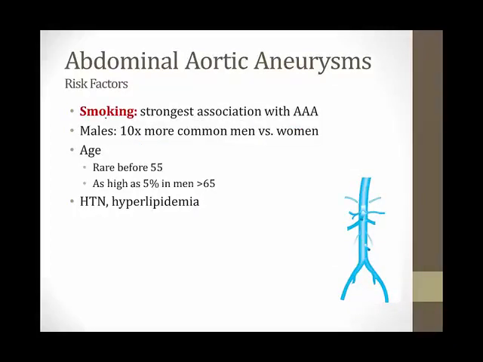So if you remember that abdominal aneurysms are commonly associated with atherosclerosis, it's very easy to remember the risk factors. Smoking is one of the strongest risk factors for development of a AAA. It has the strongest association with development of AAA in many clinical studies. Males are 10 times more likely to develop an abdominal aortic aneurysm than women, and age is also an important risk factor. These are very rare before 55 years of age, and they're as high as 5% in some studies in men greater than 65 years of age. In addition, hypertension and hyperlipidemia are also risk factors. So the classic patient to develop an abdominal aortic aneurysm is going to be a male smoker about 65 years of age with these other risk factors for vascular disease.